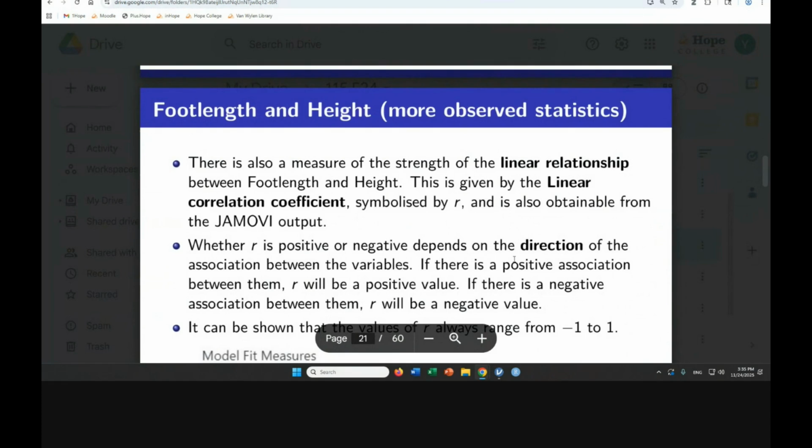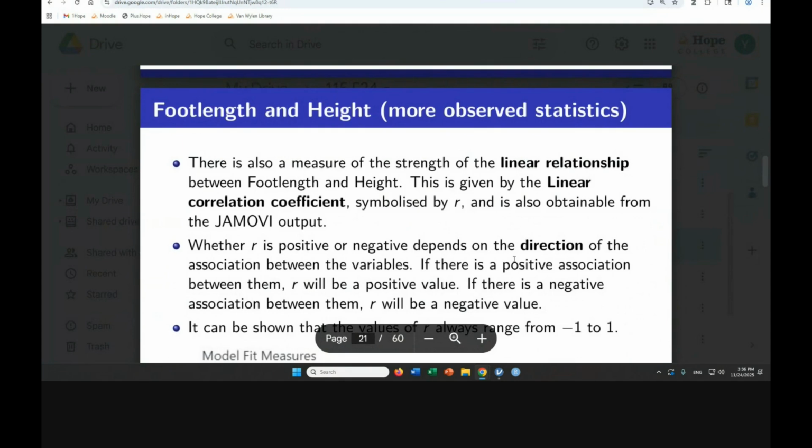The word linear is very important because many people drop it. They always say, what's the correlation? Correlation can exist in many forms. You can have a curved correlation. You can have a circular relationship. Please say linear. It triggers me no end when people drop the word linear. It's a linear correlation coefficient. It measures how strong the linear relationship is. It's symbolized by little r.